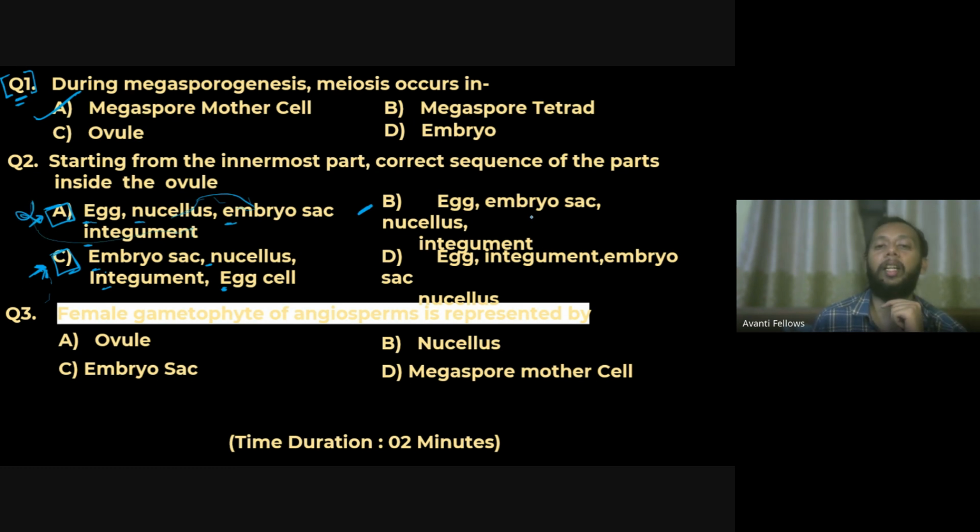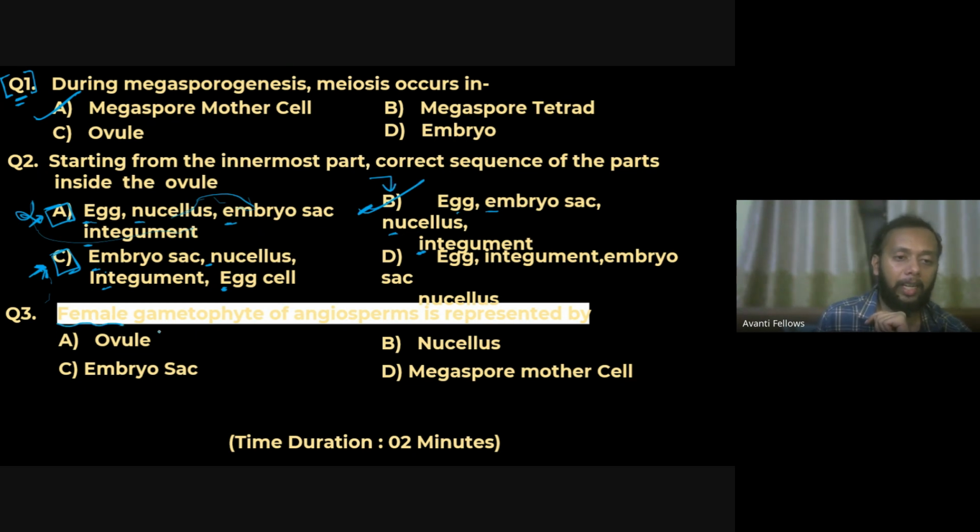Then over here you will get to see you have an egg, an embryo sac, a nucellus, and then an integument. So this B over here becomes my appropriate answer. I can see you cannot very clearly understand the statement. So, okay. Now here is the question.